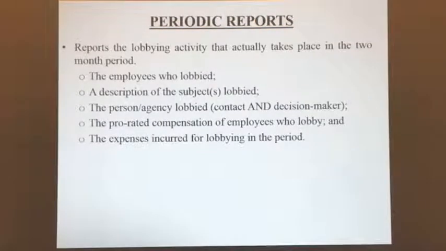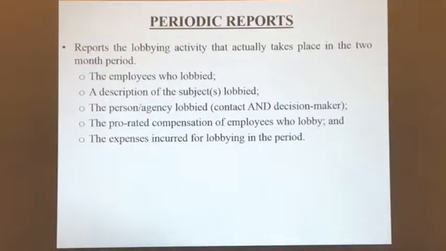So what are you listing in the periodic reports? Okay, you're gonna list the employees that lobby. You're gonna have to include a description of the subjects. The person and agency lobbied, the city targets, will have to be included. You have to list the person you actually influence, but also the ultimate decision maker of the organization. For community boards, it's very tedious. You have to list all the community board members. It is time consuming, a great area of chagrin for many people, but that is the law.